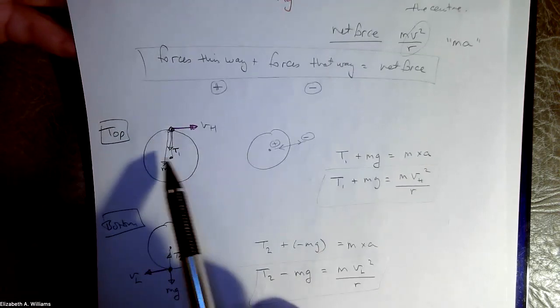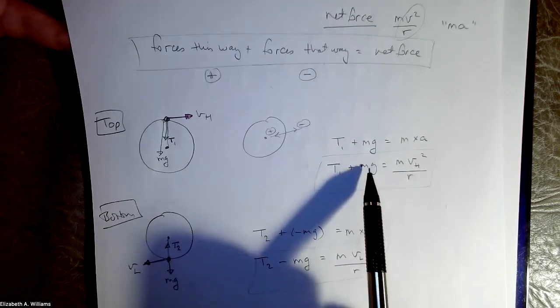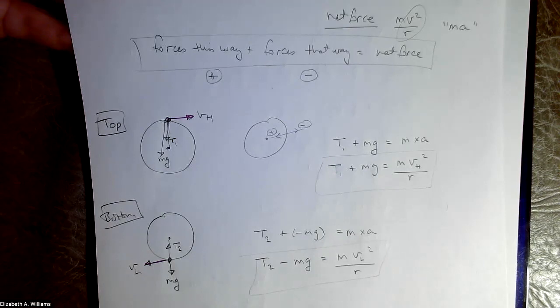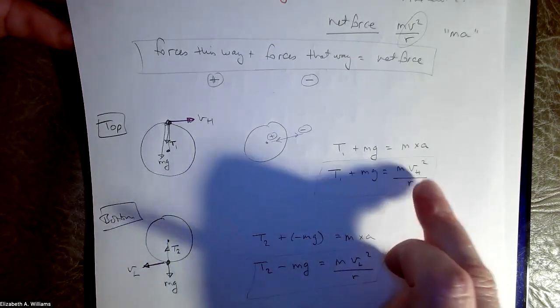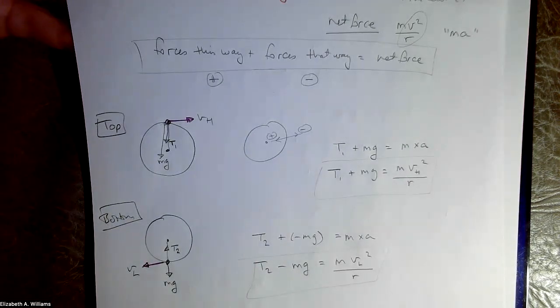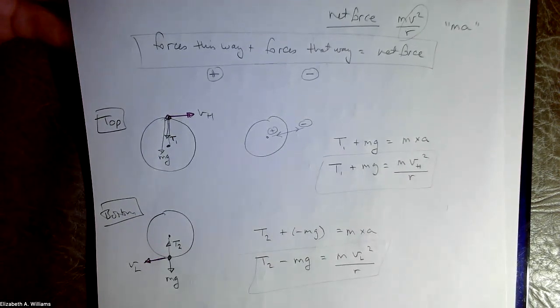Think about what tension is doing in your diagram, and think about what gravity is doing in your diagram. And then forces this way plus forces that way equals net force, and stick that at the end of your equation, and then you can algebra as you need to. Okay, we're going to see more of that in the next question.